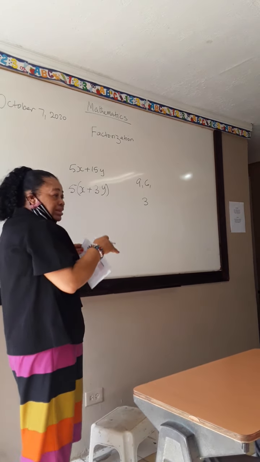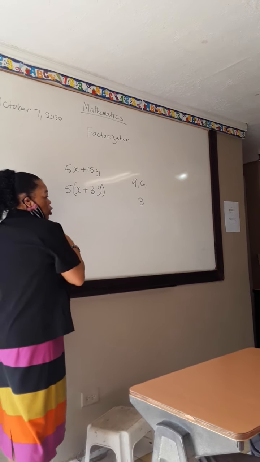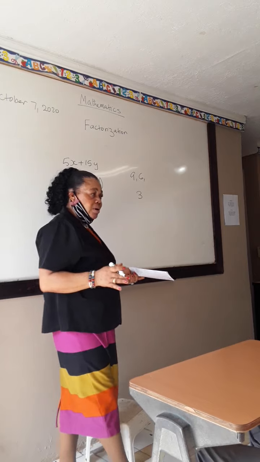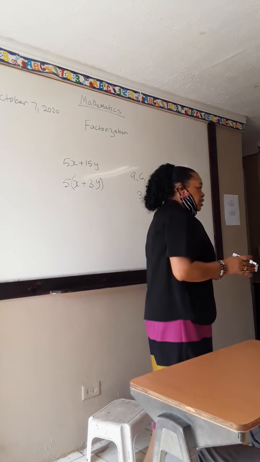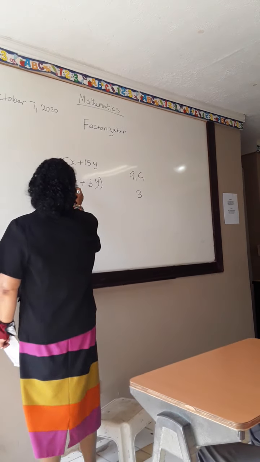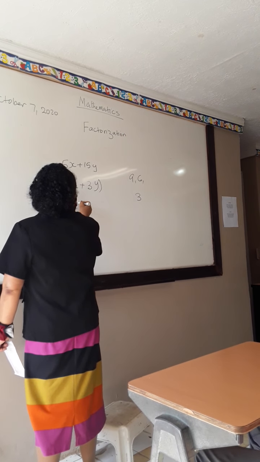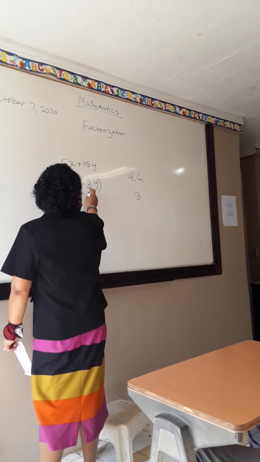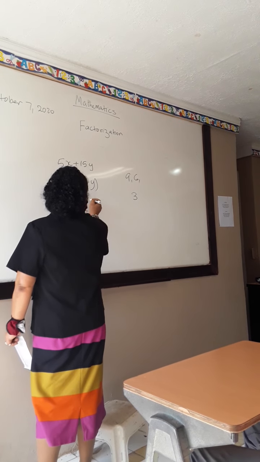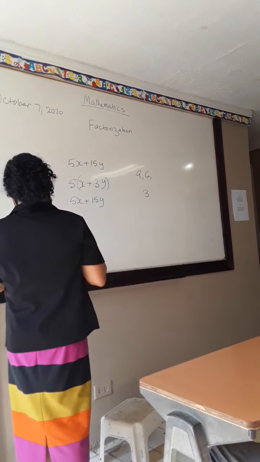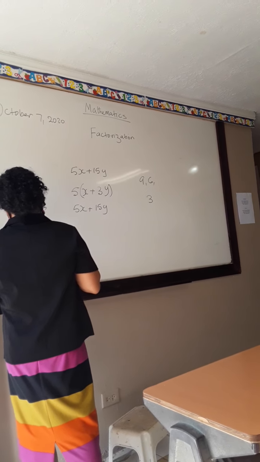Now, I could test my results, and this is what I normally do, to make sure when I'm finished factorizing that my answer is correct. I go back and multiply. 5 times x is 5x, plus 5 times 3y is 15y. So I'm going to get the same thing. Okay, what was the second question on the paper?